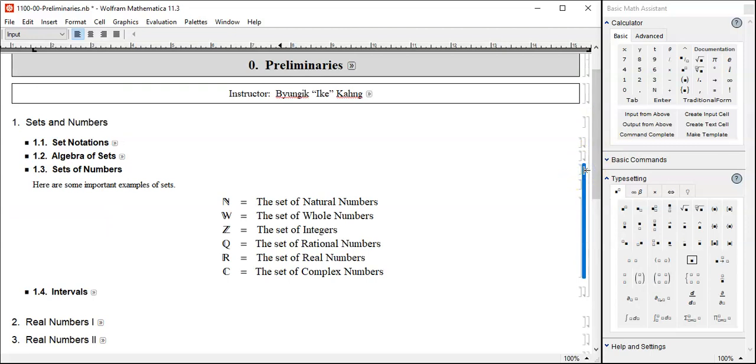Next, let's talk about sets of numbers, and we use this double-struck font. N for natural numbers, W for whole numbers, Z for integers, Q for rational numbers, R for real numbers, C for complex numbers.